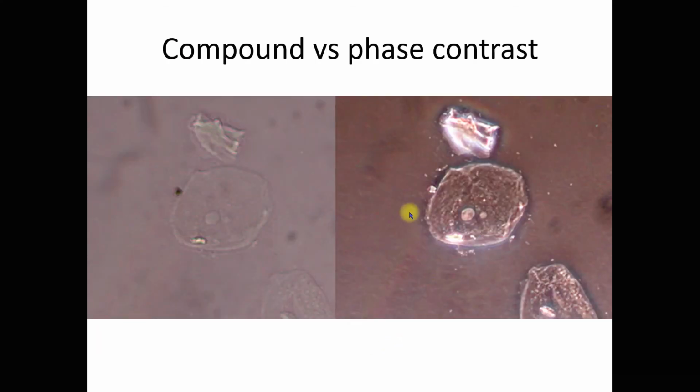Now, this is a compound image formed by a compound light microscope, whereas you have this image that can be produced by a phase contrast light microscope. You can see how the background is darker and the specimen is brighter. Or you can make the specimen darker and the background brighter. You can see the difference.